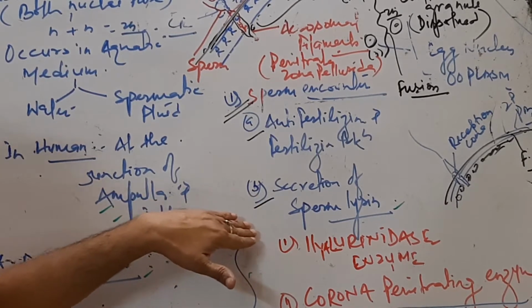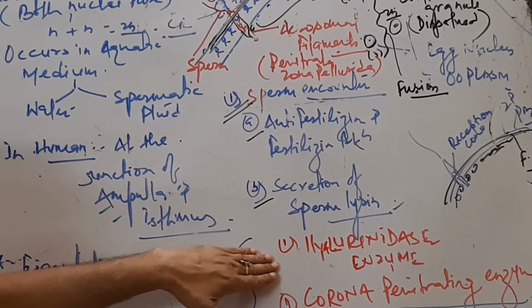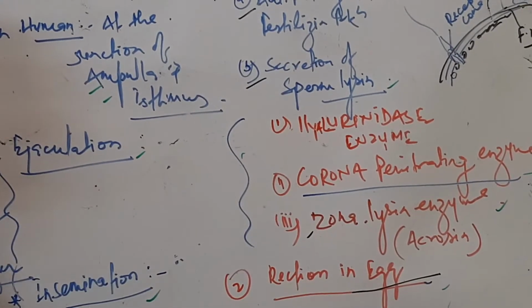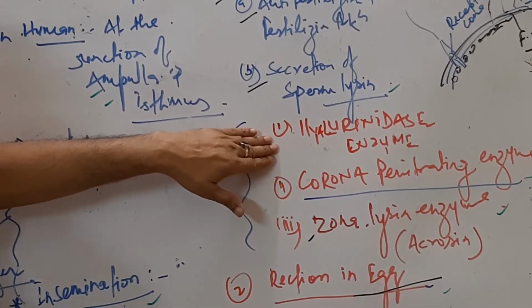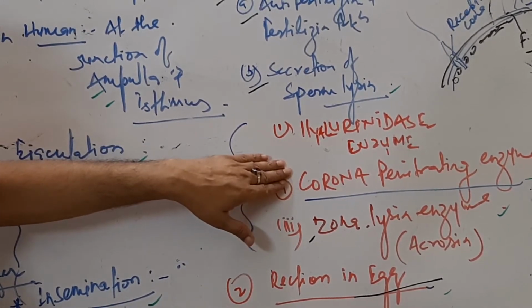Another reaction is the secretion of sperm lysin. Sperm lysin is a dissolving enzyme. It contains the hyaluronidase enzyme, the corona penetrating enzyme, and the zona lysin enzyme. Hyaluronidase is secreted from the acrosome and dissolves the hyaluronic acid of the egg membrane.